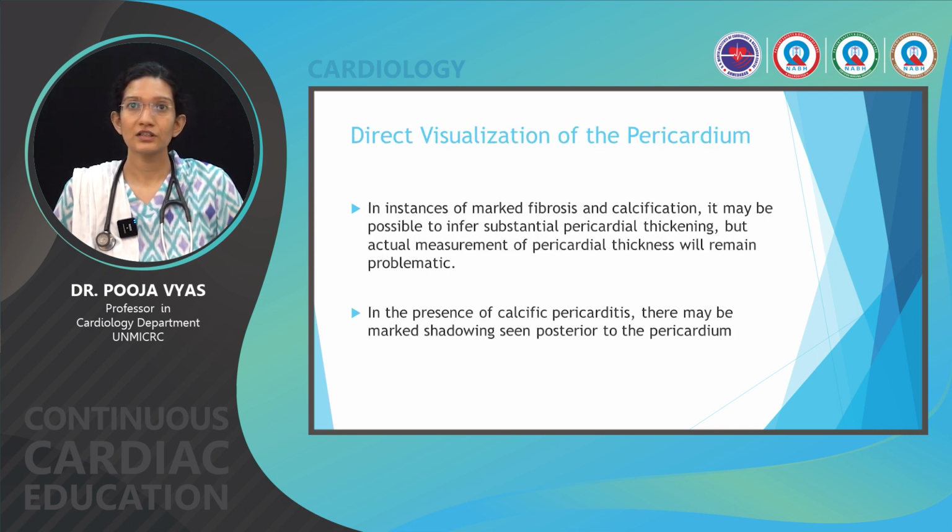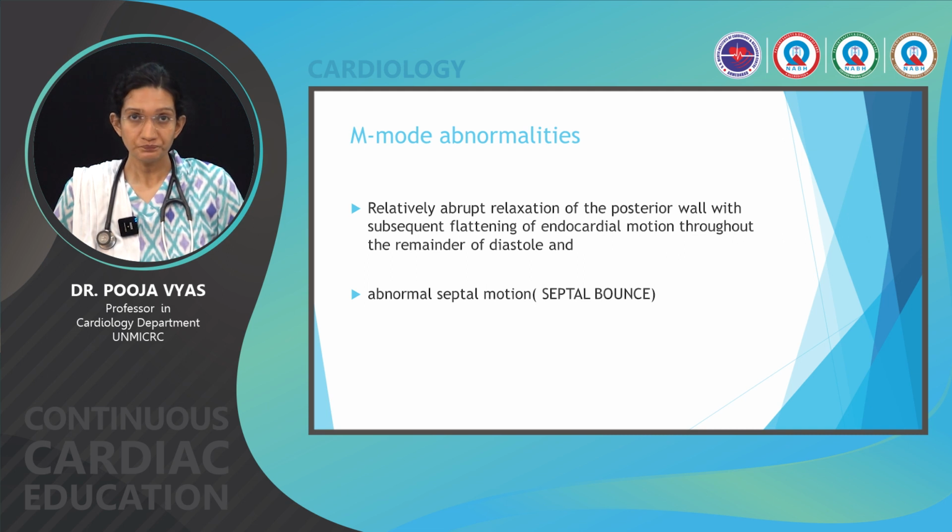So with direct visualization of the pericardium, we can see calcification, even fibrosis, and a thickened pericardium, and in the presence of calcific pericarditis there will be shadowing seen posterior to the pericardium. In M mode we can find some other abnormalities apart from the thickened pericardium. There will be abrupt relaxation of the posterior wall with subsequent flattening of the endocardial motion throughout the remainder of diastole, and there will be abnormal septal motion. Septal bounce will be seen on M mode.